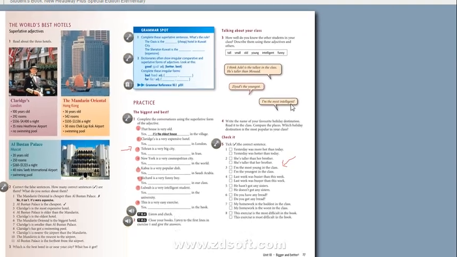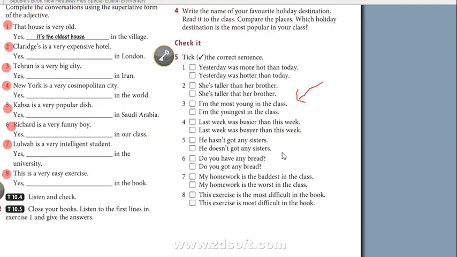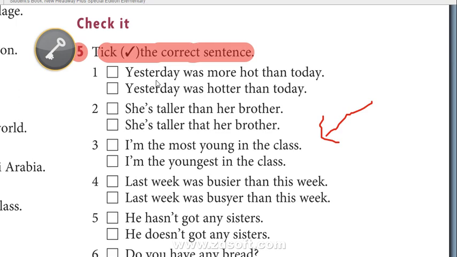Question number 5, the same page, page number 77. The last question, question number 5. Tick the correct sentence. There are two sentences. One of them is wrong, the other one is correct. So you have to choose the correct sentence, like the first one, number 1.